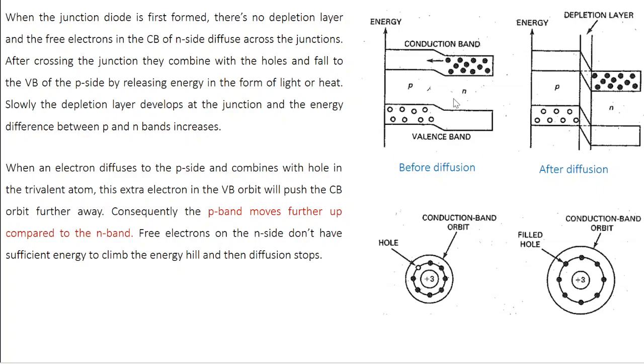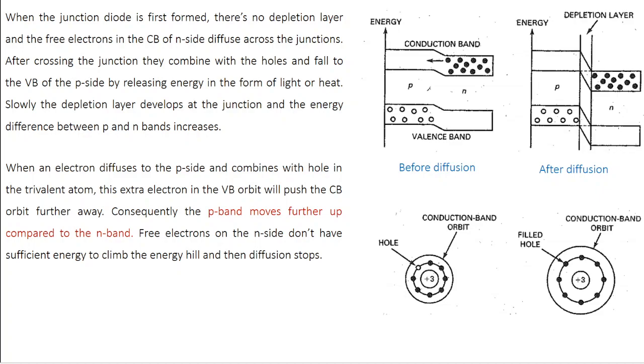So that's what you can see in this figure. Before diffusion, you have a small energy difference. After diffusion, because of the increase in size, the energy difference is going to increase. This is known as an energy hill. Previously the electron was able to freely diffuse across the junction, but once the energy hill forms, it cannot freely diffuse. The free electrons on the n side do not have sufficient energy to climb the energy hill. As a result, the diffusion stops.